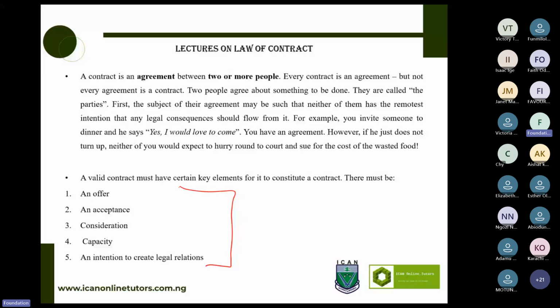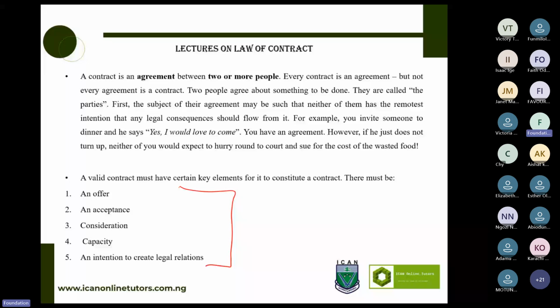So we have 5 elements of contract. Number 1, an offer. Number 2, an acceptance. Number 3, consideration. Number 4, capacity. And number 5, an intention to create a legal relation. In the last diet, they asked questions about consideration. Every diet, a question will come in contract. Where it will come from is what we cannot tell you. They asked, I think, 6 marks for that diet.